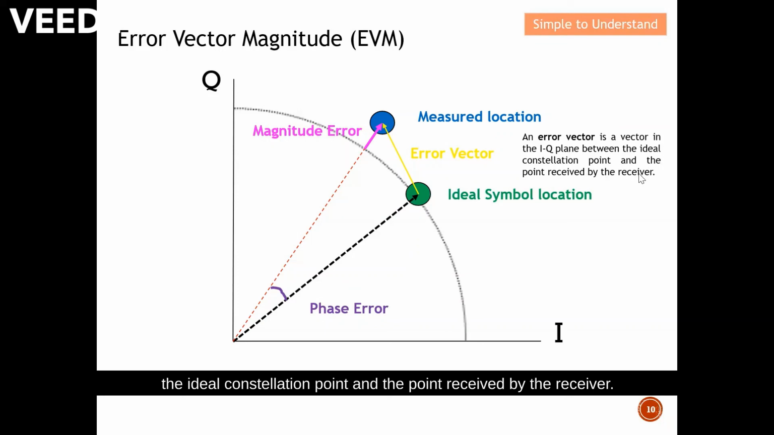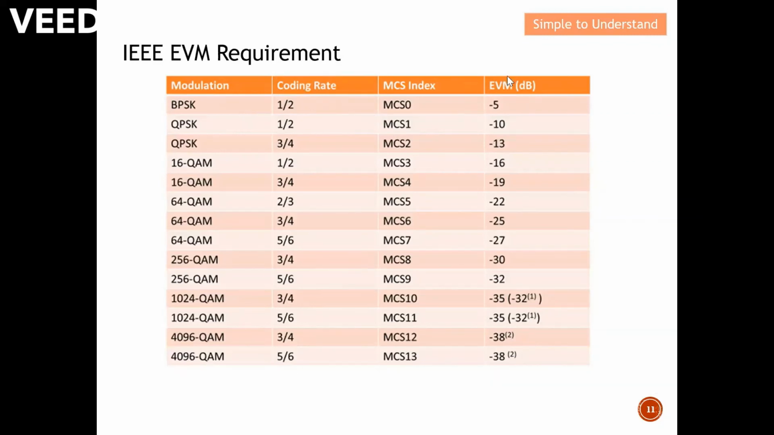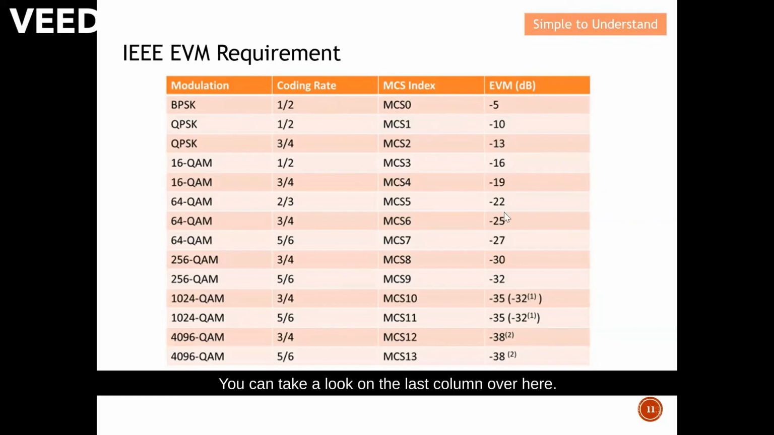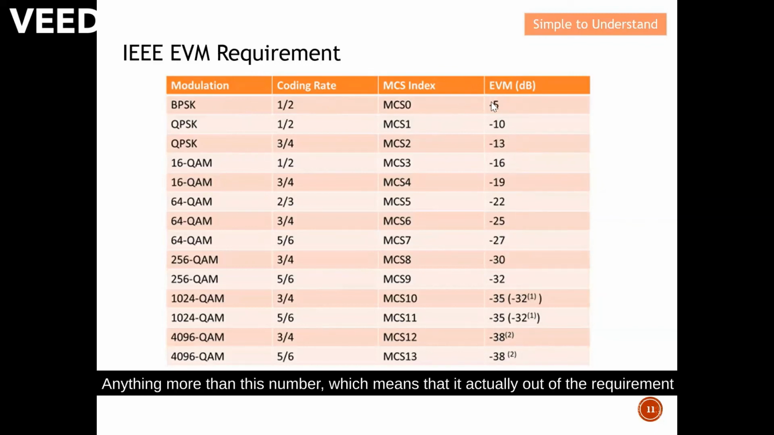This table here shows the IEEE EVM requirement. You can take a look at the last column over here. Anything more than this number means that it is out of the requirement for this BPSK. And with this, you incur one more additional bit of error, which increases the overall bit error rate.